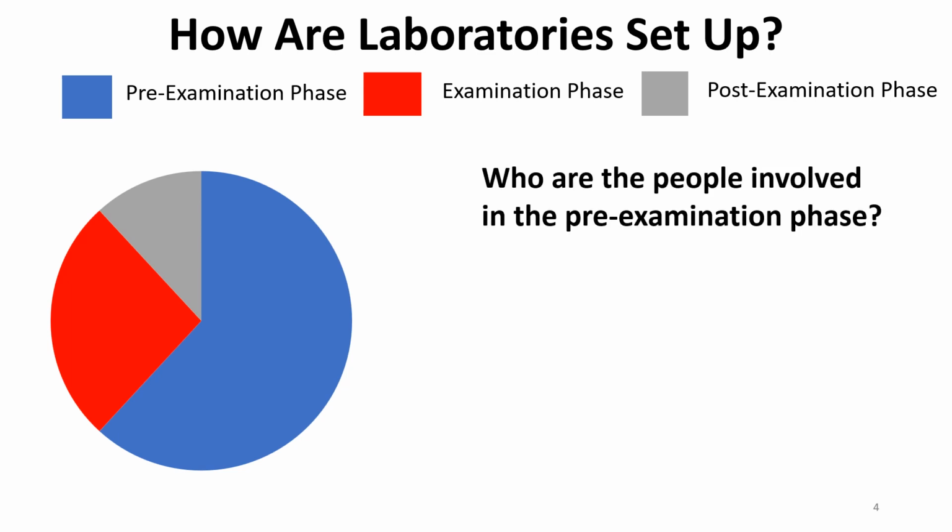If we think about these 3 areas now, and we already know that almost all the errors occur in the pre-examination phase, who is involved in the pre-examination phase? Bueno, si ya sabemos que en todas estas diferentes áreas hay errores, pero que la mayoría de errores ocurren en el área preexaminación o el área de preanalítica, ¿quién está envuelto en este tipo de área?